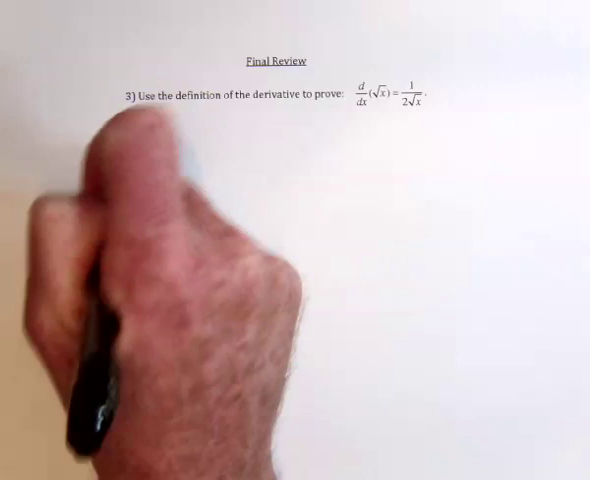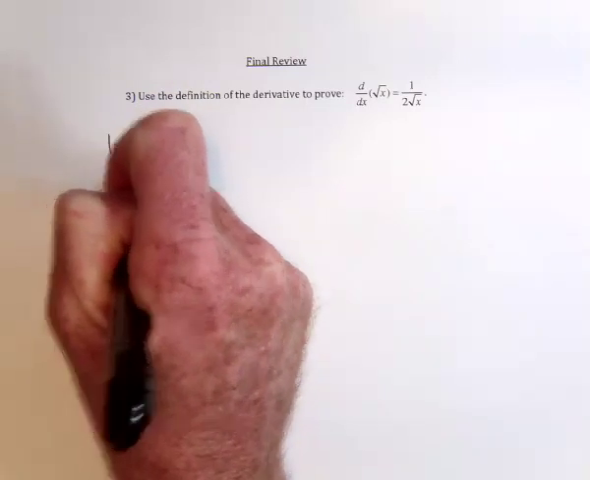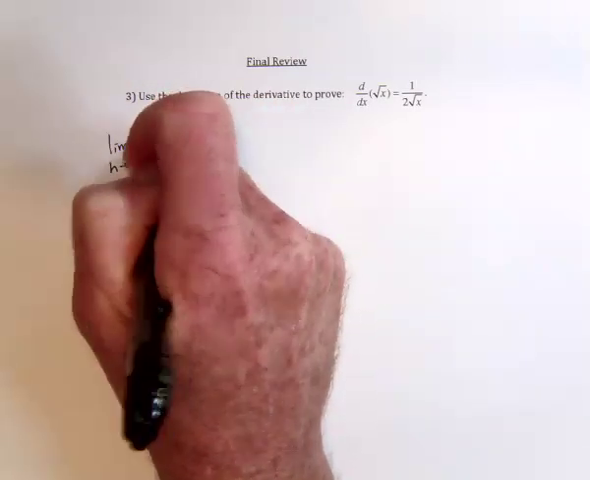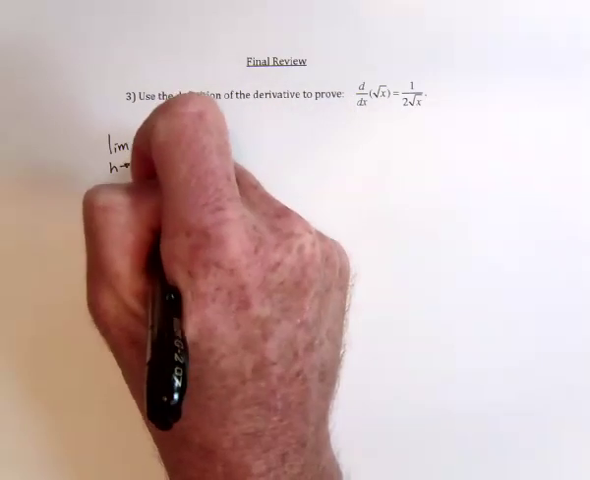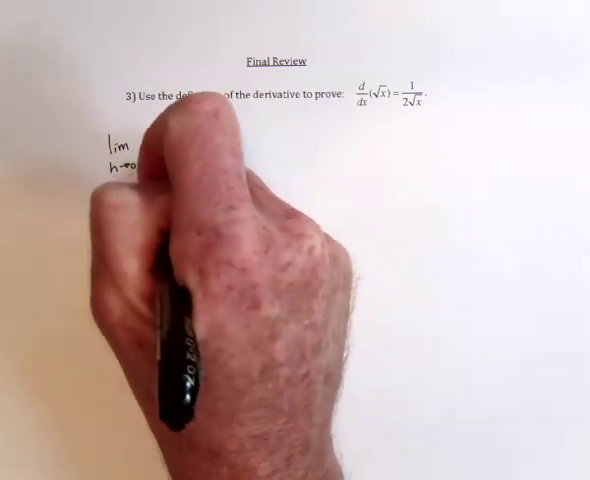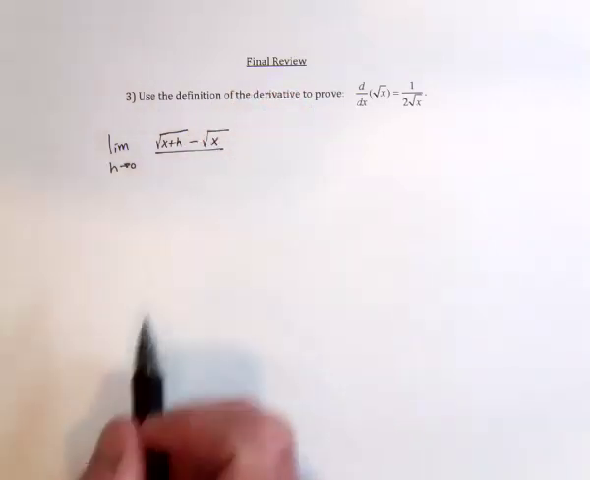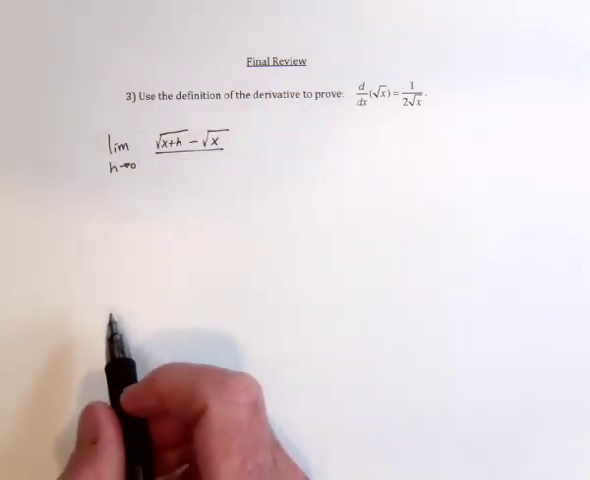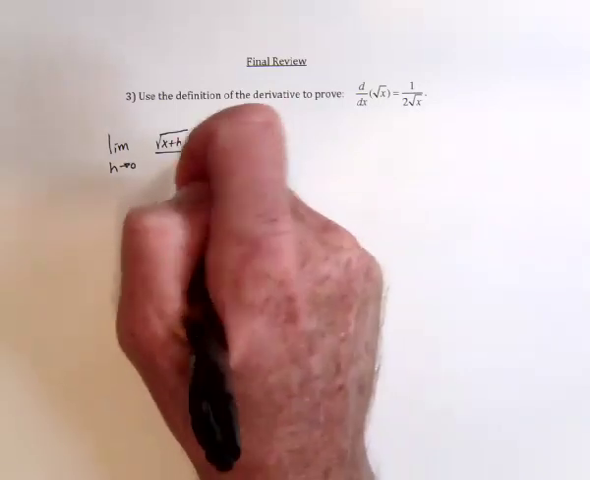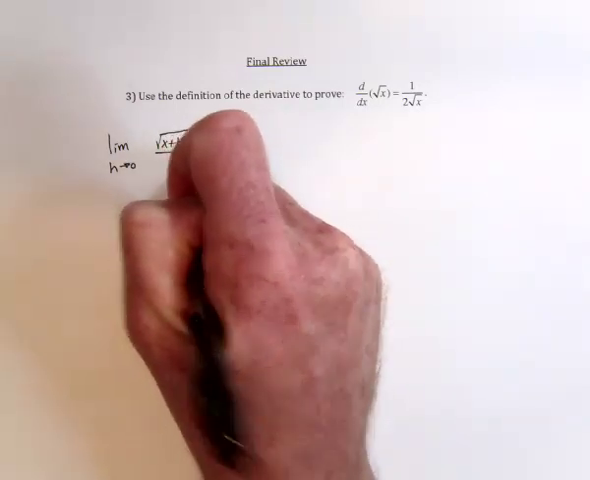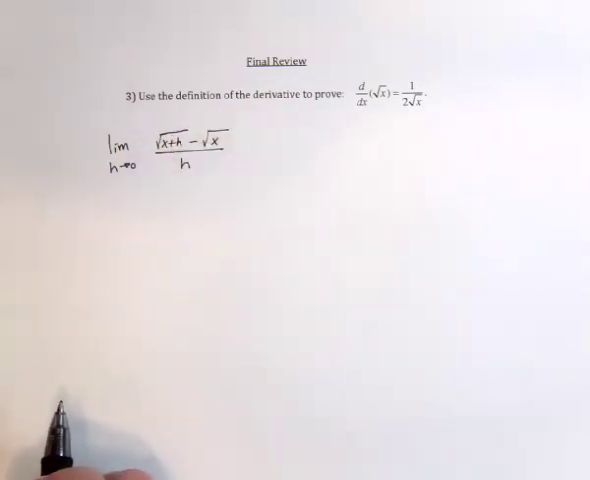So I'll use the definition that has h approaching 0, and then for the function square root of x, substitute x plus h, and then just the function with x in it. So this is basically rise over run. Alright, now we need to do some algebra.